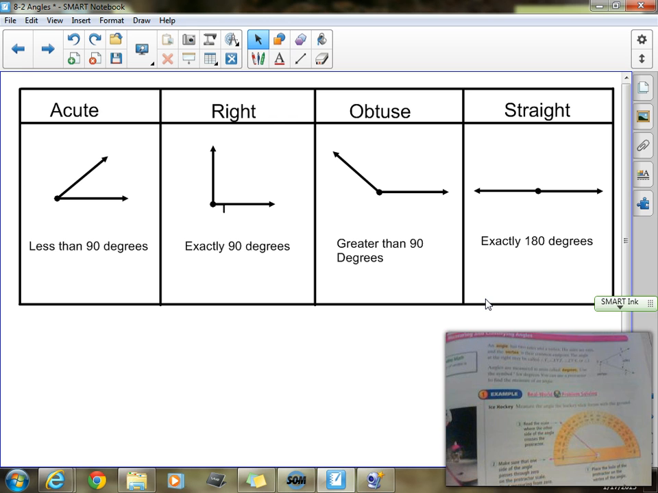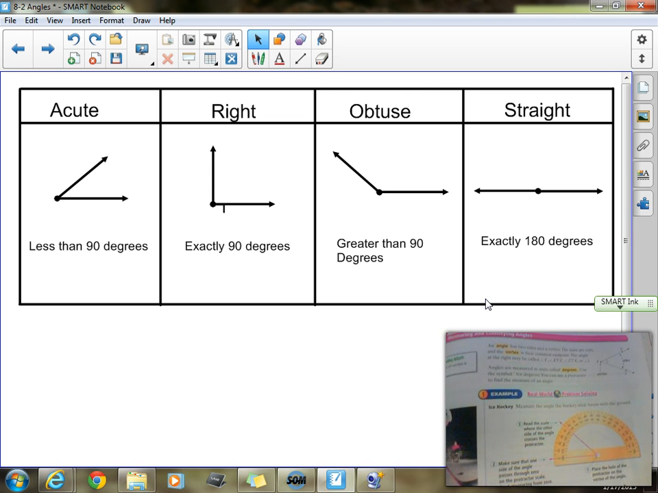Next, an obtuse angle. An obtuse angle is simply going to be greater than 90 degrees. So any angle you see that's greater than 90 degrees is going to be called obtuse. Now the way I always have taught this is obtuse sounds a lot like obese. Obese means large. And so obtuse simply means large. It's a large angle.